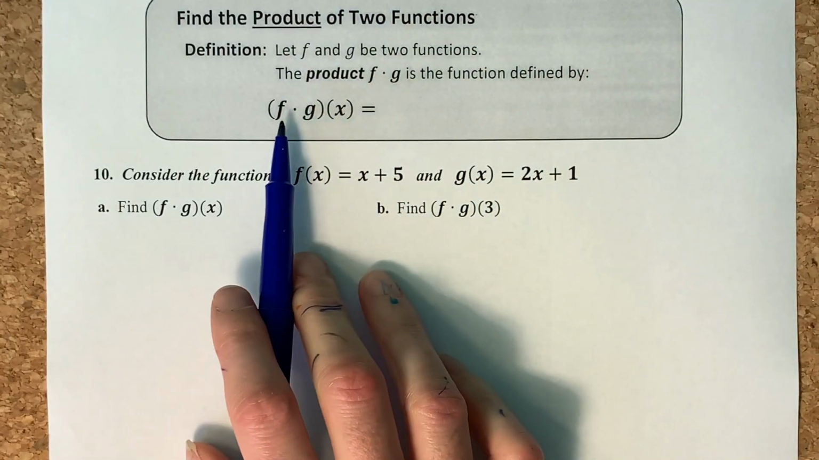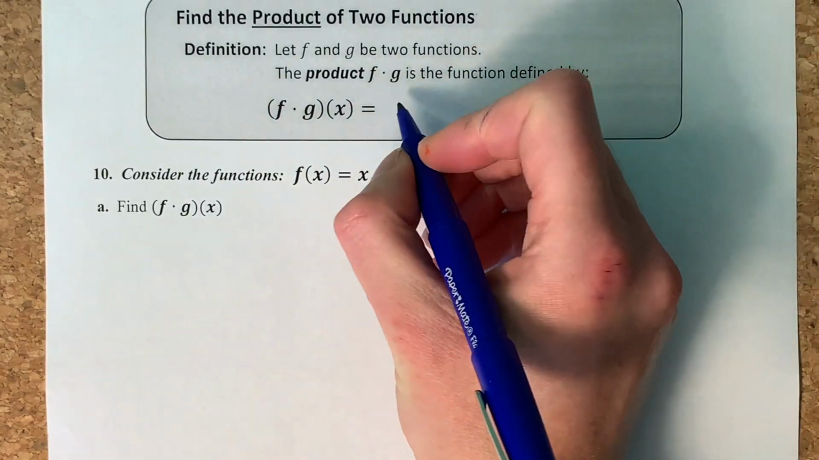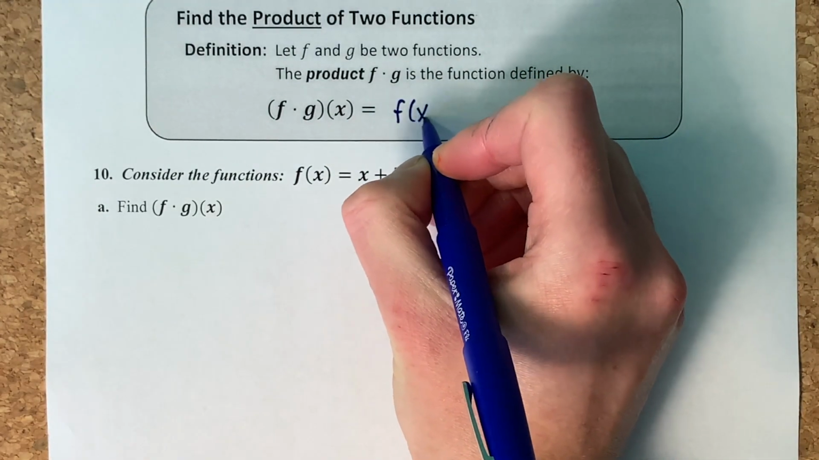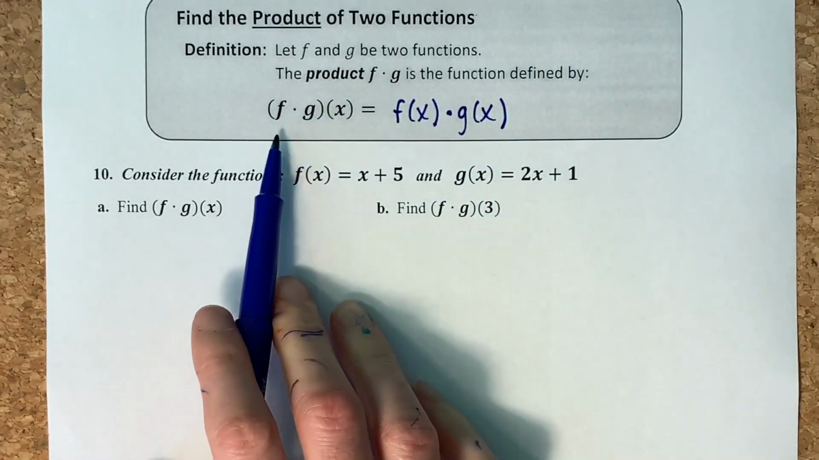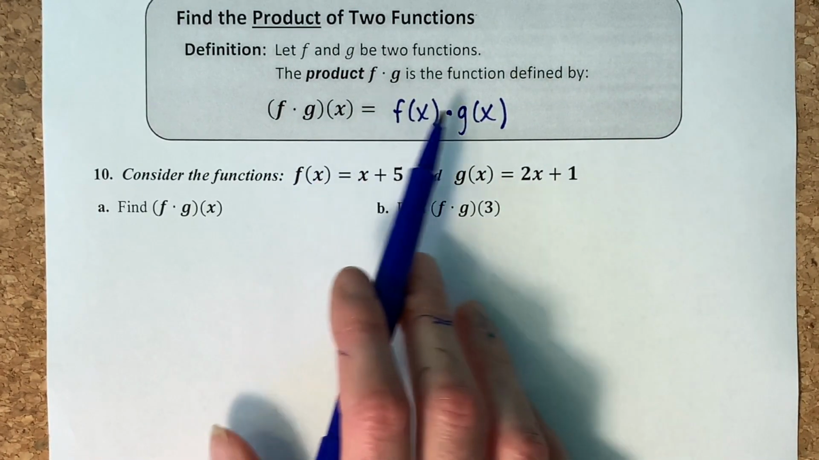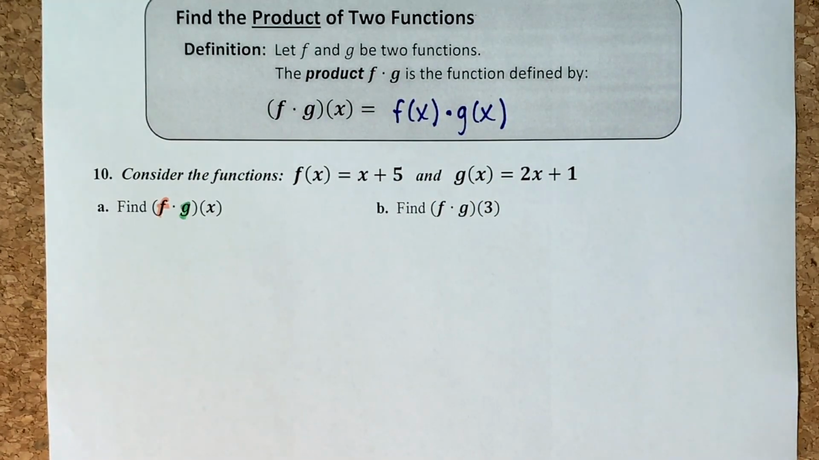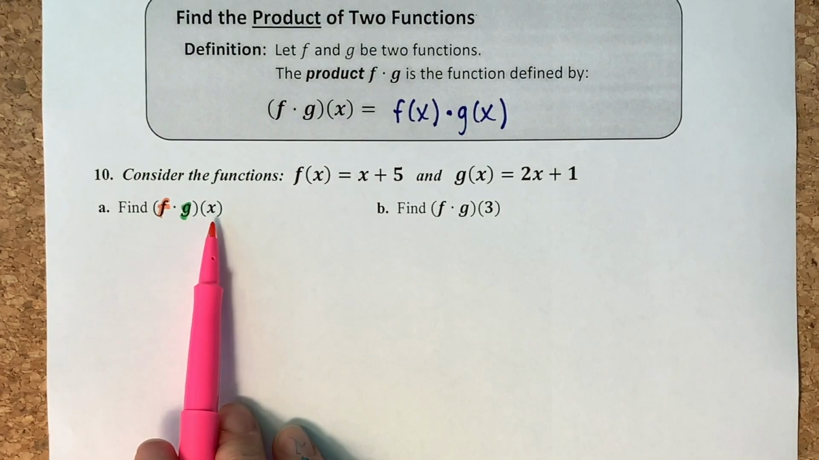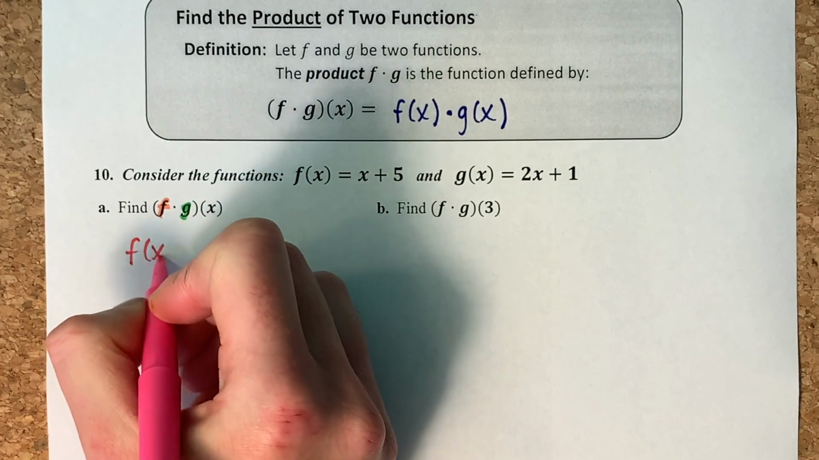So this is function notation here. This means the same exact thing as f of x times g of x. So anytime you see this notation here, you can rewrite it as f of x times g of x. So let's do that here. So here we see f times g of x. Let's rewrite this as f of x times g of x.